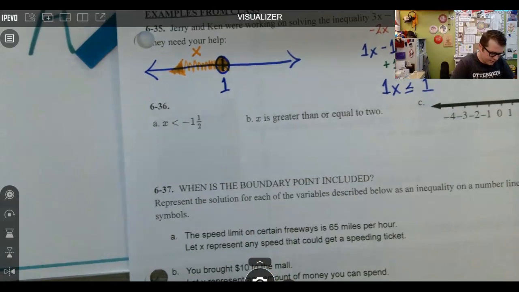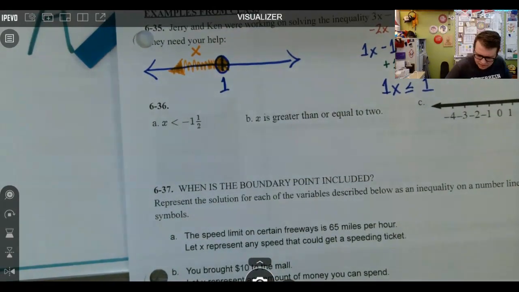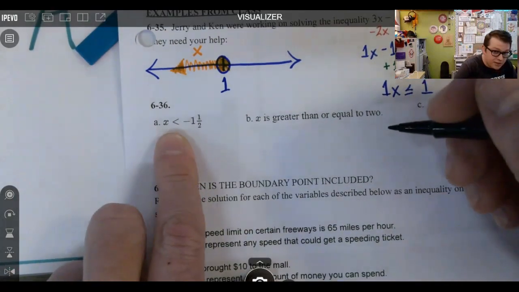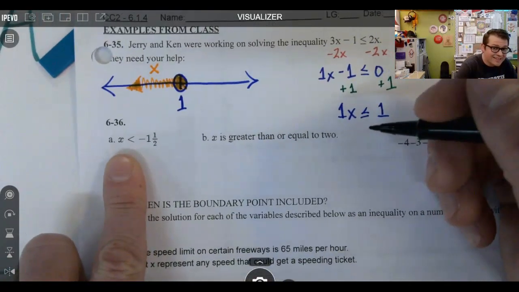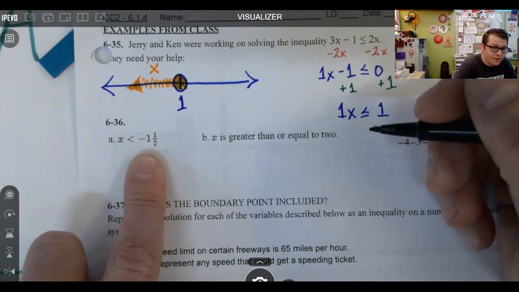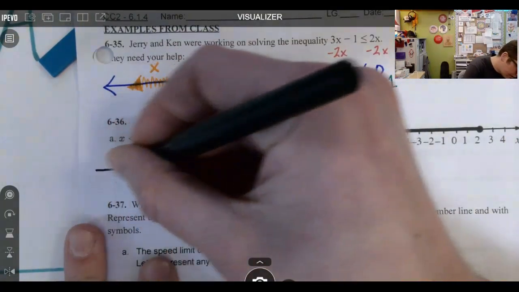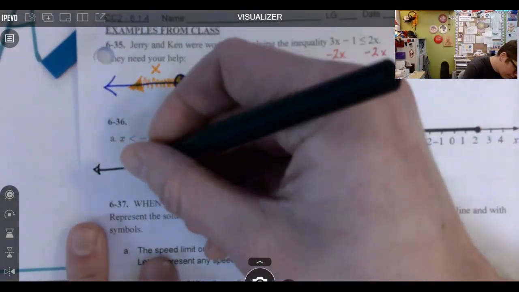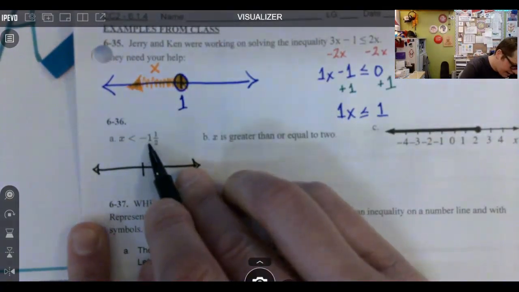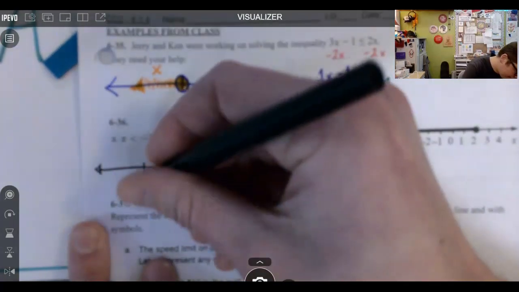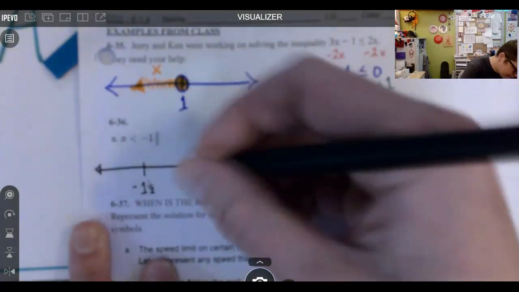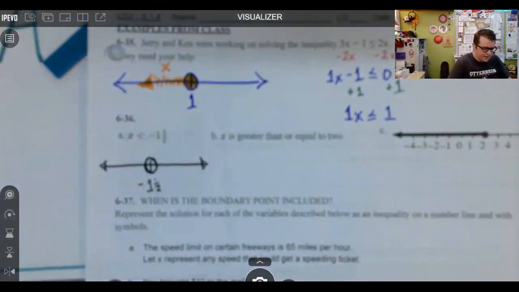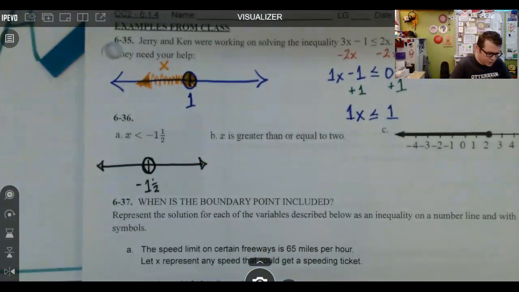So if I come down here to, and I'm going to start drawing my number lines in black probably just to make life a bit easier. X, double check that you know what that symbol is. X is less than negative 1.5. So we draw our number line. We make our boundary point, which here is negative 1.5. On that, we draw the open circle, and then we decide, does it get shaded or does it stay open?